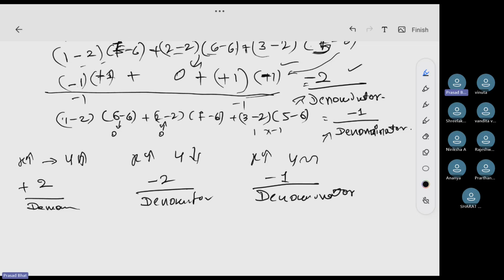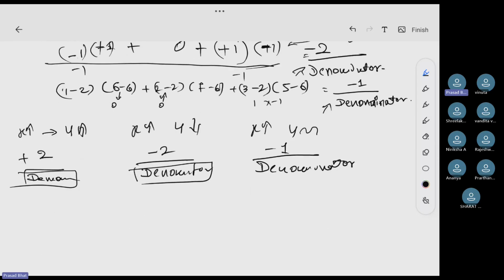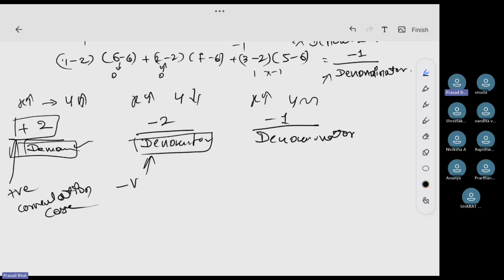Fine. The denominator is common for all because we have xi minus x bar, whole squared. When it is squared, everything becomes positive, so the placement of these values doesn't affect anything. These are two independent terms in the formula, which is why these values are common for everything, so we can simply ignore this for now for our analysis. Plus 2, we call this positive correlation. And this is a case of exactly negative correlation. Correlation exists, but in a negative manner.